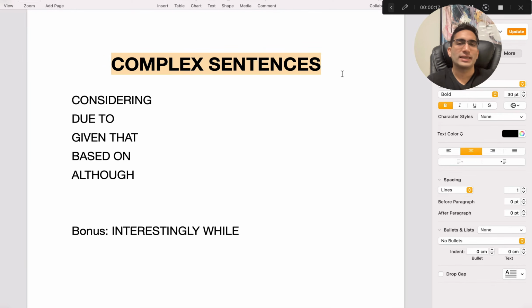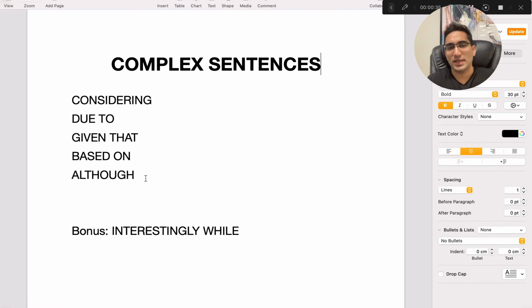Now, a complex sentence is very simple to understand, actually. It is basically a sentence that is broken into two parts. That's it, okay? And I'm not saying by saying "and" or "but", but by using special wordings that will break the sentence into two or more parts.